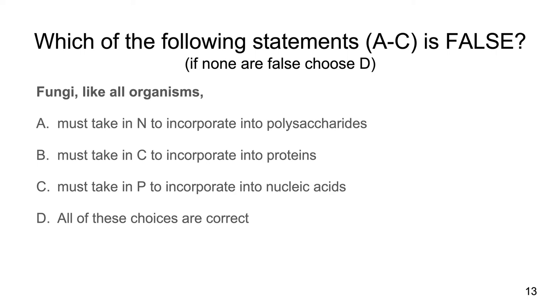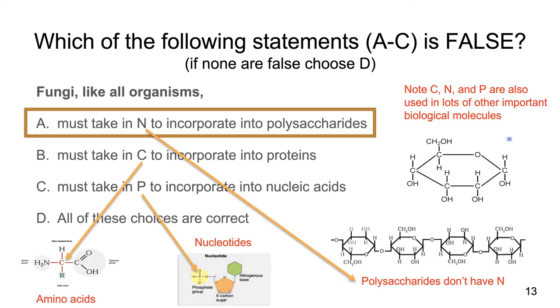All right, last question. Okay, so A is the false statement here. Fungi must take in carbon to incorporate into proteins. That's true. Remember, amino acids make up proteins, and amino acids are composed of carbon. So all organisms need amino acids, including fungi. All organisms need proteins, including fungi. Proteins are made of those amino acids. Amino acids are made from carbon. They need to get that carbon from somewhere.